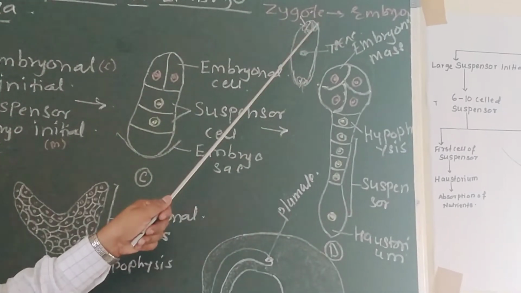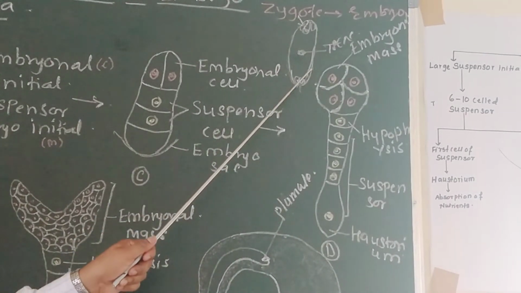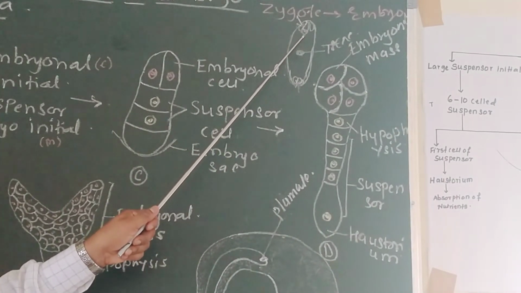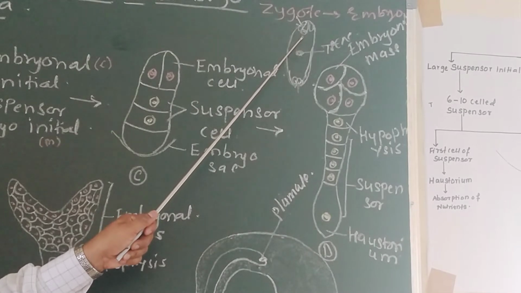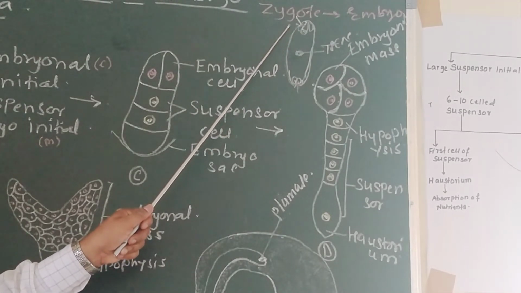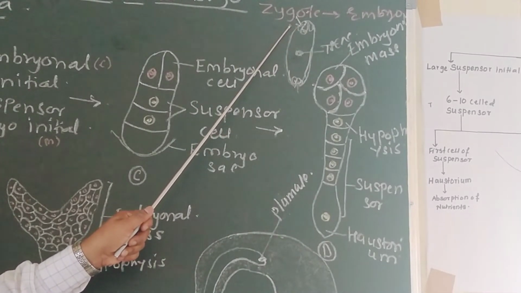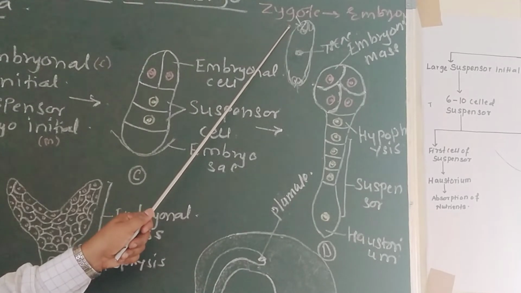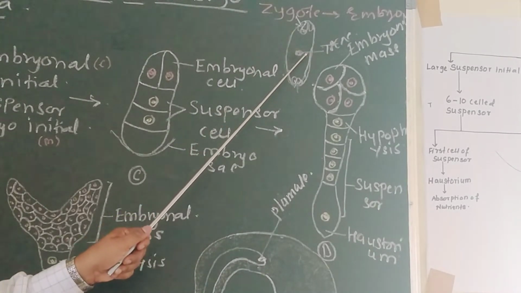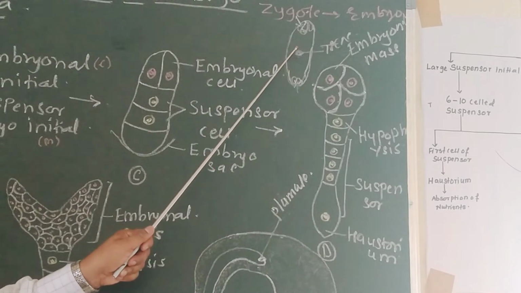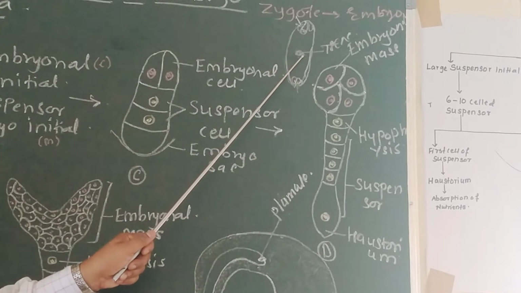In the post-fertilization changes, the zygote is present towards the micropylar end of the ovule, and there is the triploid primary endosperm nucleus.